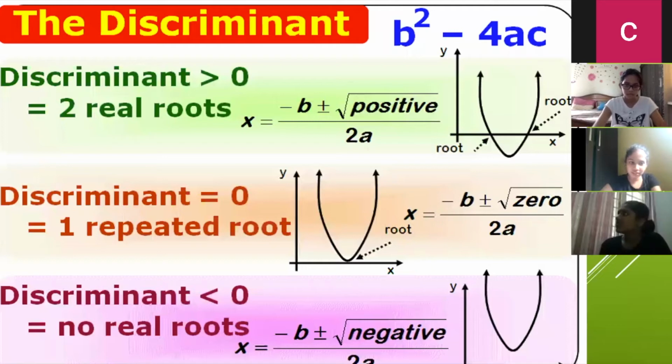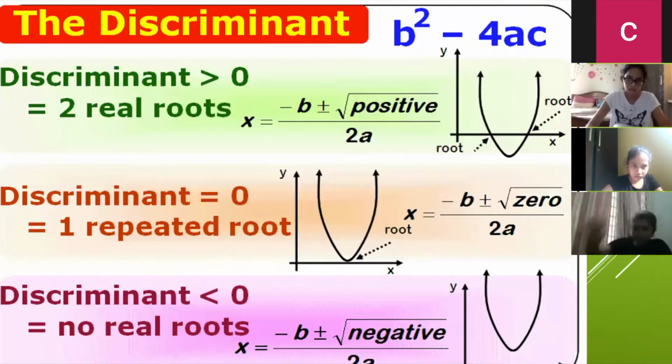Today our topic is quadratic equations, nature of the roots. I want to explain it first. We already discussed it in the previous class, but today I want to explain again. The discriminant. First of all, if you observe the graphs here, all the graphs are there.